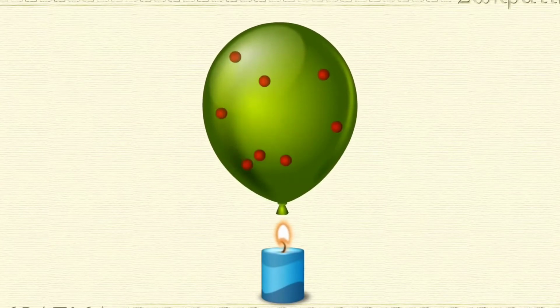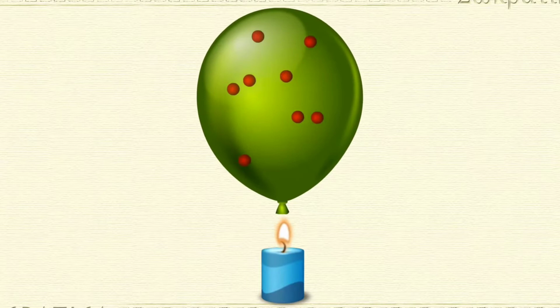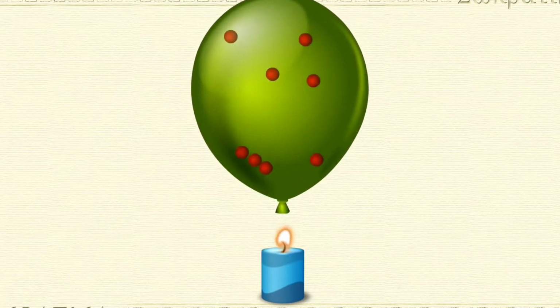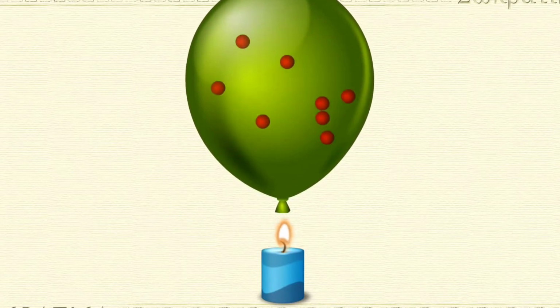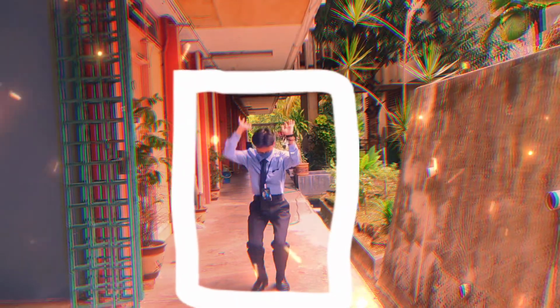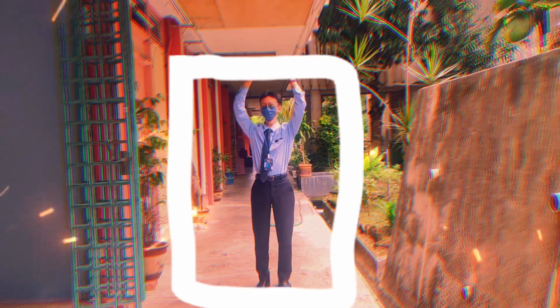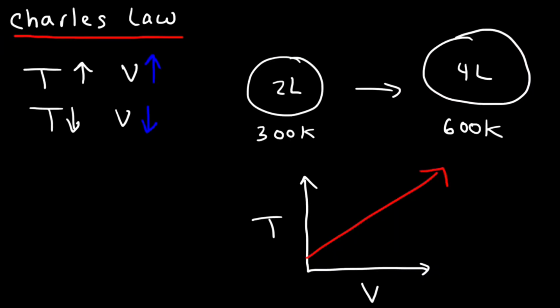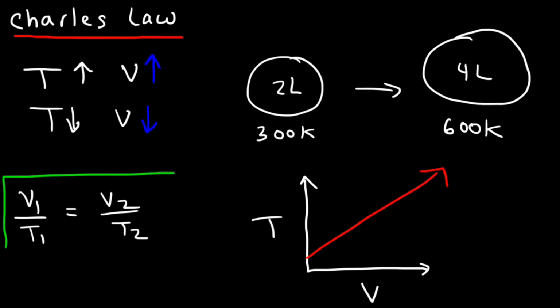If the walls of the container are flexible, it will expand until the pressure of the gas once more balances the pressure of the atmosphere. The volume of the gas therefore becomes larger as the temperature of the gas increases. Charles' law formula is written as V1 divided by T1 equals V2 divided by T2. When pressure is constant, this equation is used to compare different conditions on the same substance.